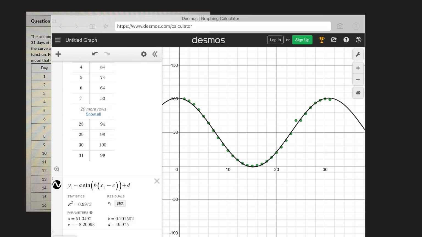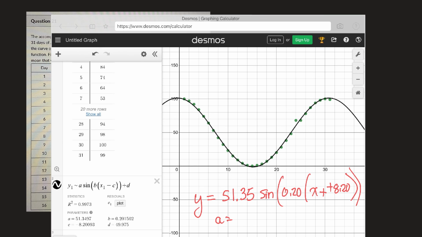Okay, if I want to write out the function for that data, I would write, in red, y is equal to, A is 51, let's go to 2 decimal places, 51.35 sine, bracket B is 0.20, bracket x minus, oh, it has two minuses there. I'll put them both in. So minus a negative 8.20, plus 49.98. I think that's good. Those two minuses would cancel to a plus. So there's my function that describes that data.